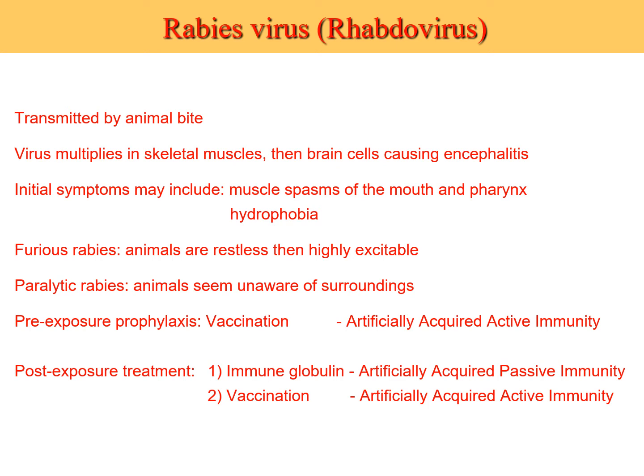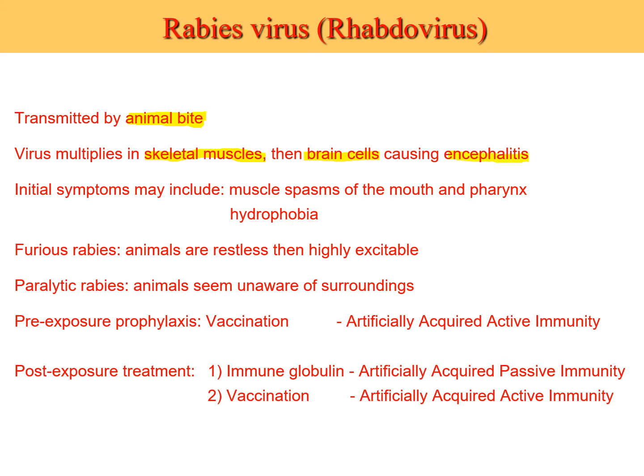Okay, the next one that we're going to talk about is rabies, the rabies virus. Rabies virus is transmitted by an animal bite or in the saliva of the animal. Any contact with the animal is dangerous and can easily transmit to a human. The virus first multiplies in skeletal muscle fibers, but then can enter into the nervous system. You get brain cells infected, causing an encephalitis.